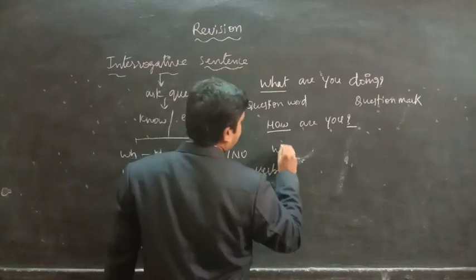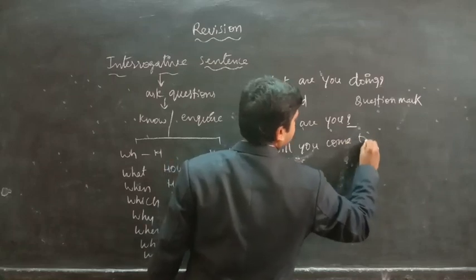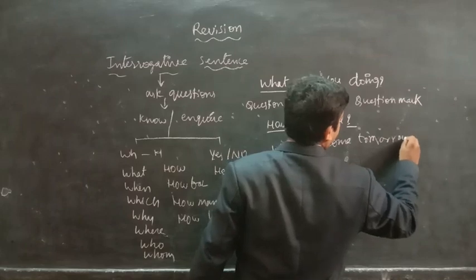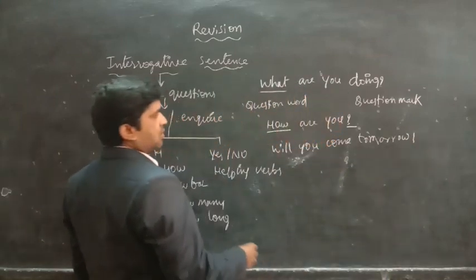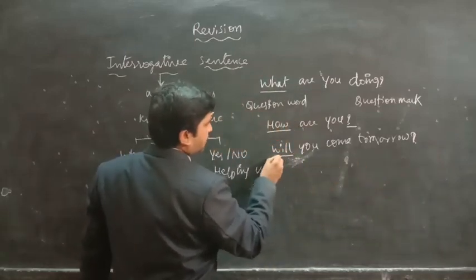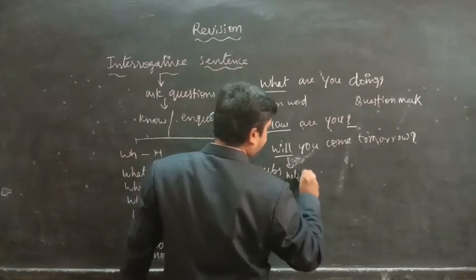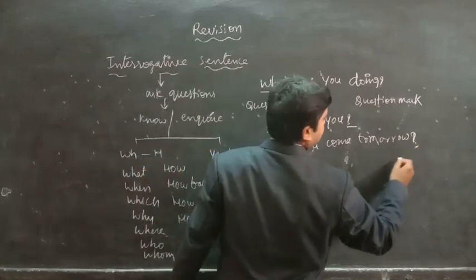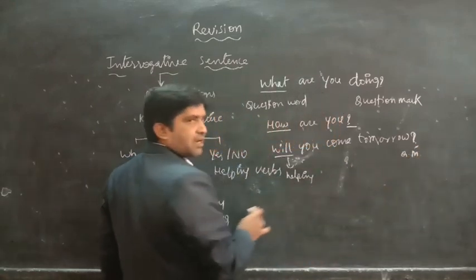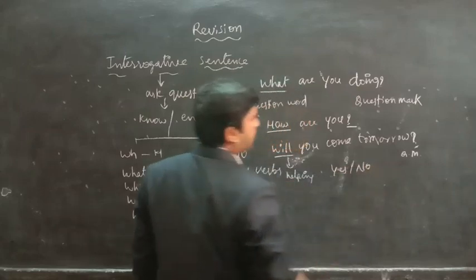Next example. Will you come tomorrow? Here the question starts with a helping verb and ends with a question mark. This type of question we call yes or no type questions.